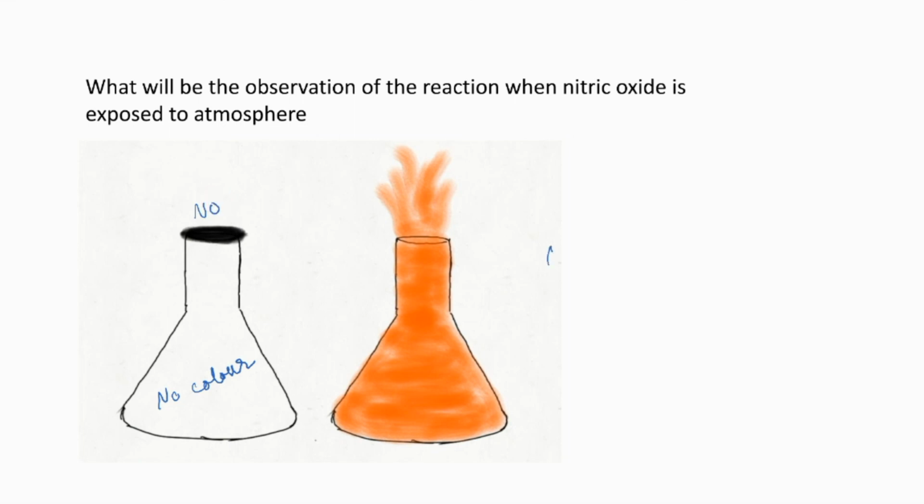If it is exposed to atmosphere, what will happen? It will be turning into nitrogen dioxide. What will be the color of nitrogen dioxide? It will be turning into reddish brown. So, what is the observation of the reaction? You can say that the colorless gas, nitric oxide, will be turning into reddish brown nitrogen dioxide.